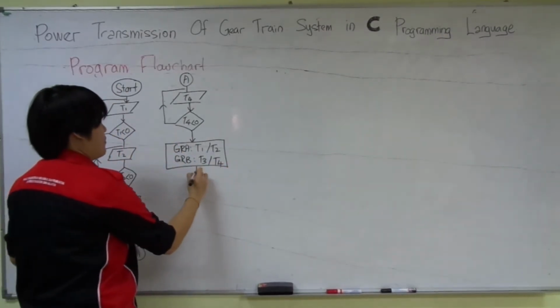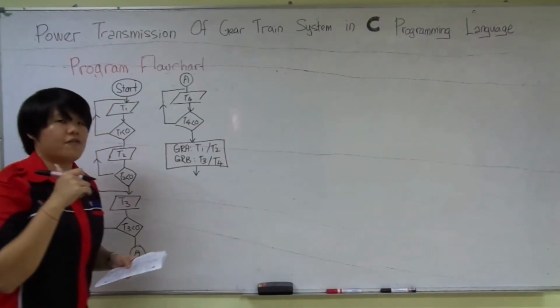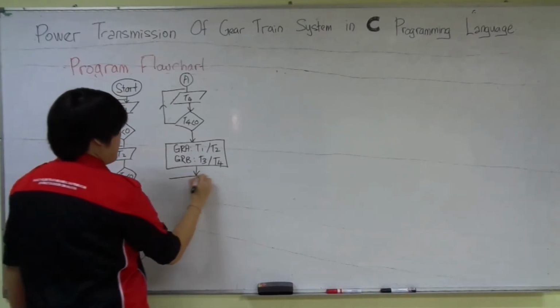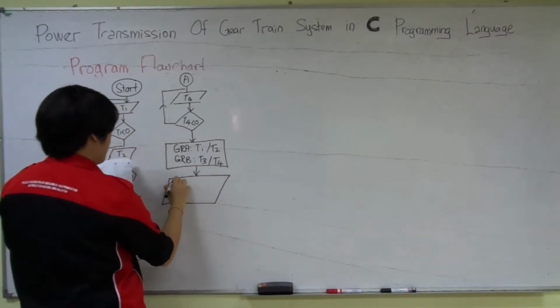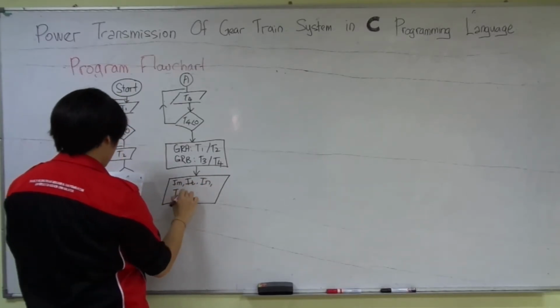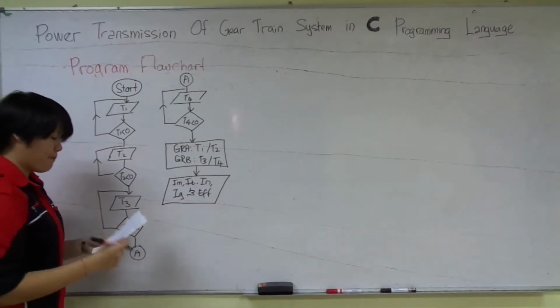Next, the program will require an input of the equivalent moment of inertia for the motor shaft, the hoist shaft, and also the middle shaft, and also the efficiency of the system. So there will be an input section for the moment of inertia of the motor, the moment of inertia of the hoist, the moment of inertia of the middle shaft, and also the efficiency of the motor, which I have defined as these few parameters in my program.